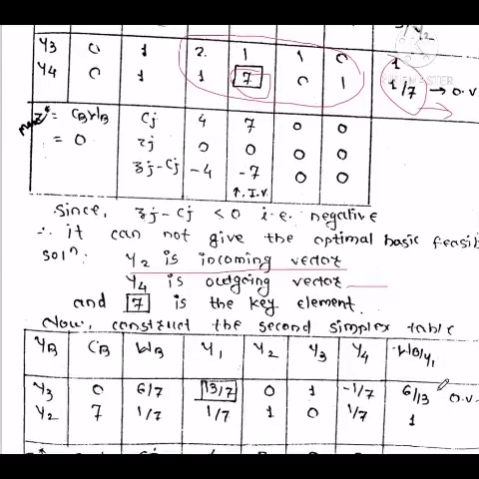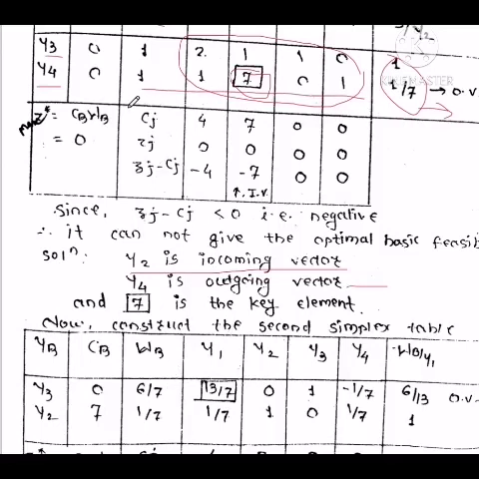Now we will construct the next simplex table. YB, CB, WB, Y1, Y2, Y3, Y4 as it is. What will be the change here? Y3 stays as it is, and the only change is Y4. Replace Y4 by Y2, because Y2 is the incoming vector. Y2 will take the position of Y4, and Y4 goes outside of the table. So Y3, Y2, with C3 equal to 0 and C2 equal to 7. Now we will find the WB elements.